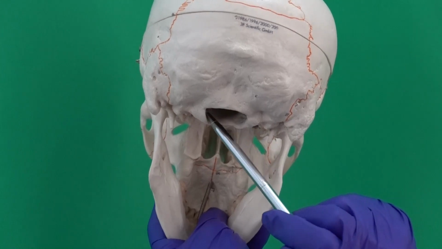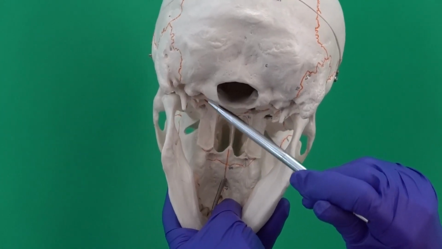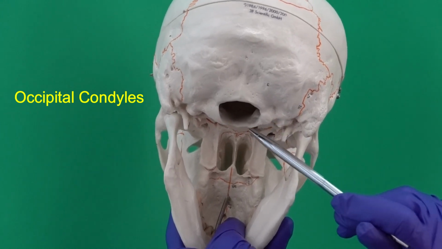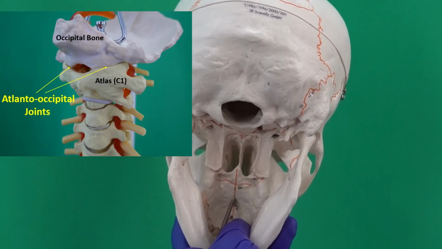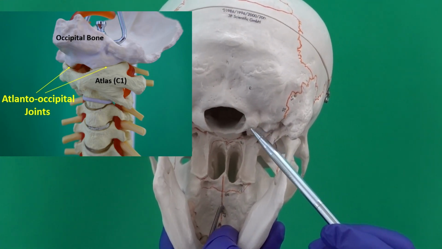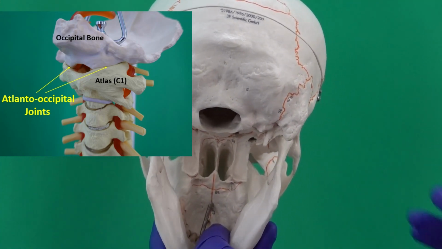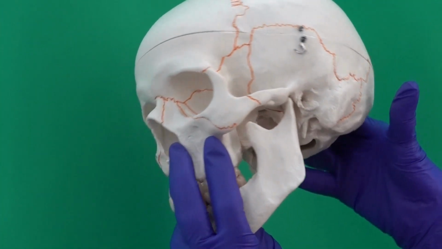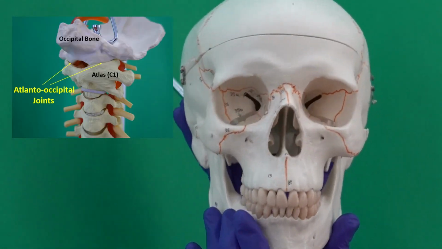I can see the foramen magnum, and lateral to the foramen magnum, I can locate the two occipital condyles, which we know articulate with the atlas, which is cervical vertebral bone number 1. And together, the occipital condyles and atlas form the atlanto-occipital joints. That would be the joint that allows our head to move up and down.